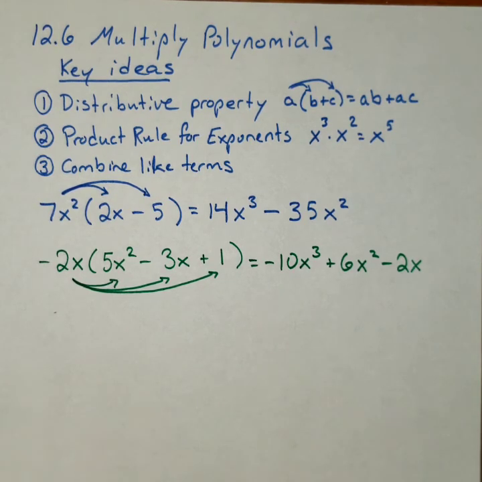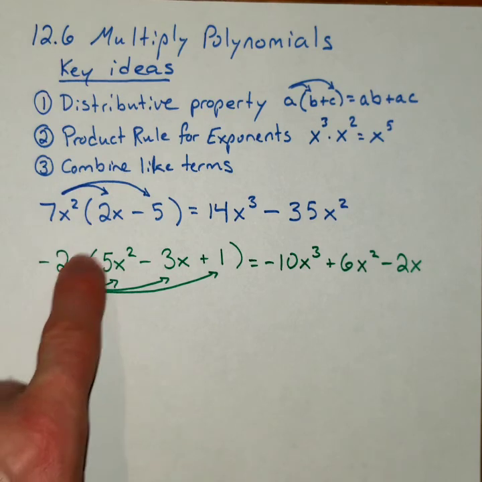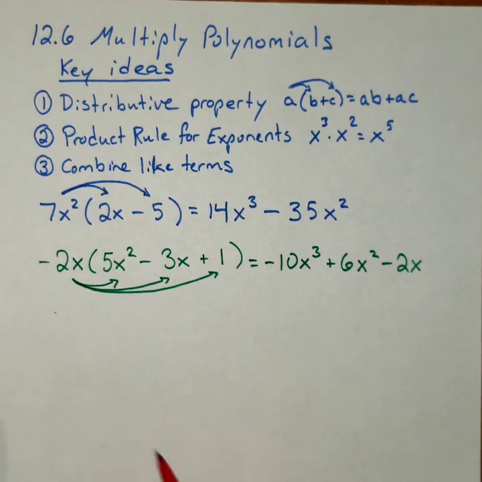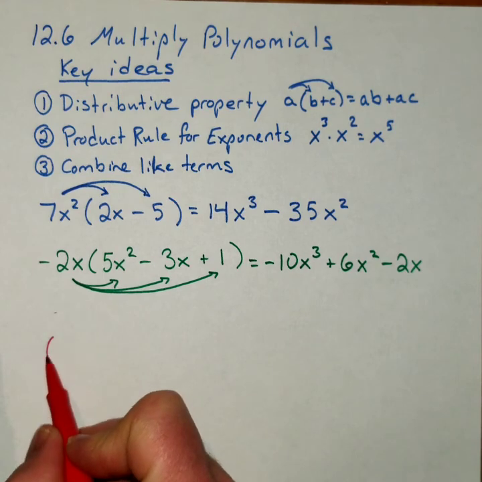Good. Now, let's make this a little bit more complicated. Instead of a monomial times a binomial or trinomial, let's take two binomials together. I'm going to leave a little more space here for this one.